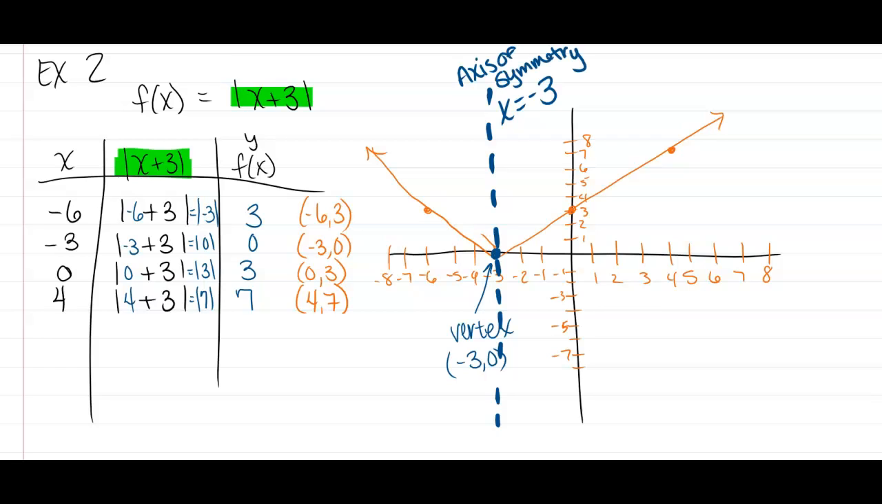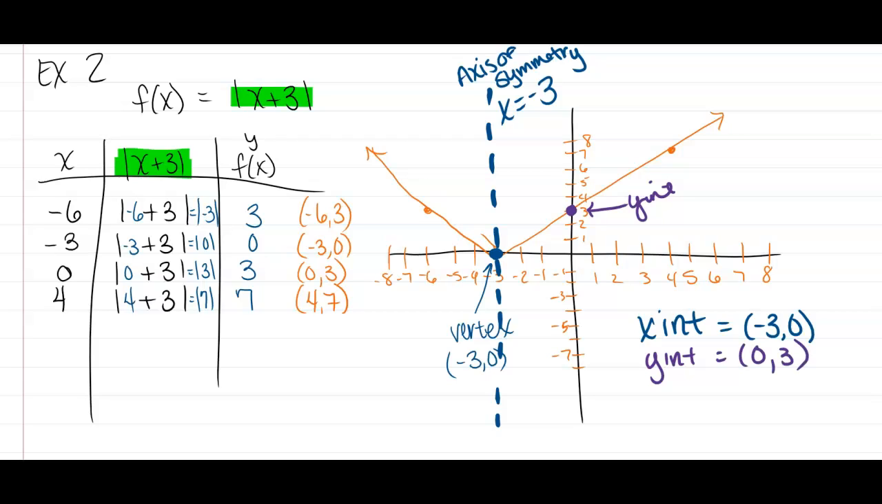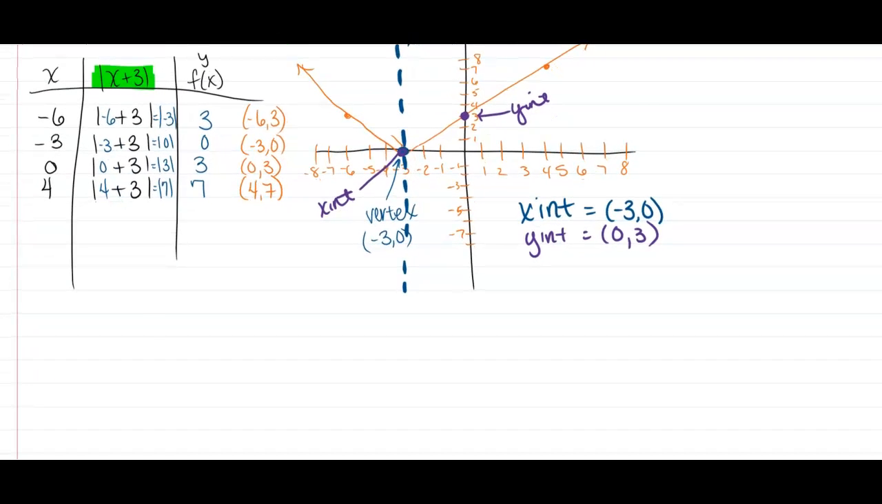And then we're going to look for our x and y-intercept. My x-intercept is where the graph crosses the x-axis, and that's at my vertex, which again is at -3, 0. And then if we look at my y-intercept, it is where the graph touches the y-axis. That's going to be my y-intercept right there. And that point is at 0, +3. Now for the domain and range.